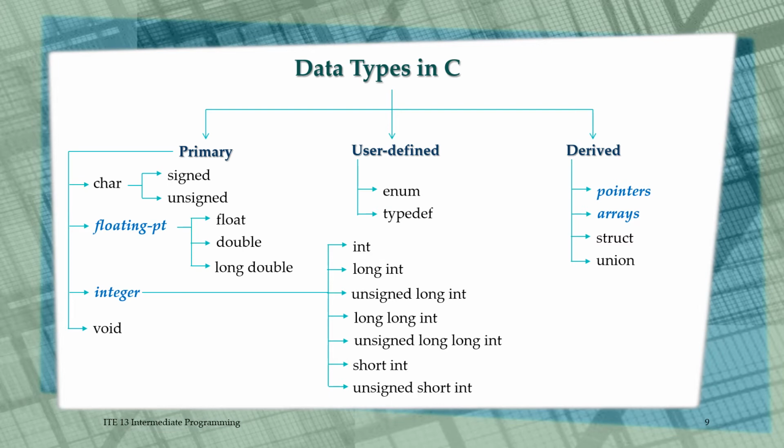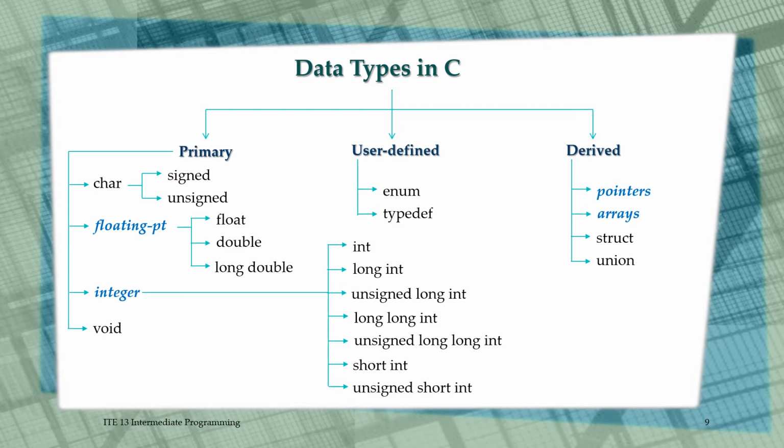The char for character group has 1 byte size, or 2 to the 8 bits, equivalent to 256 characters. Unsigned ranges values from 0 to 255, while signed ranges from negative 128 to positive 127. Char data type not only stores characters but can also store integer values ranging from those values mentioned.